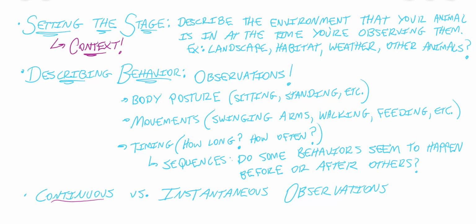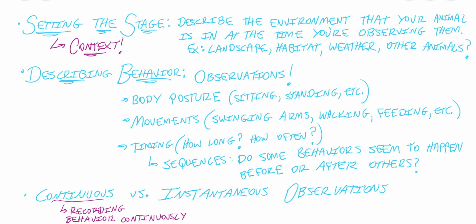Continuous observations is you are recording behavior continuously. It means that you are watching an animal for a set period of time, and you write down every single thing that animal does during that time period. You don't take any breaks, you don't look away, you're constantly recording behaviors.